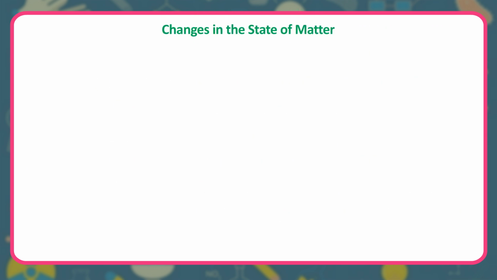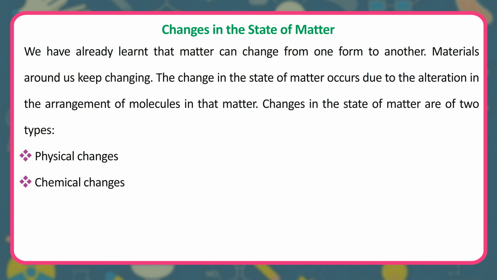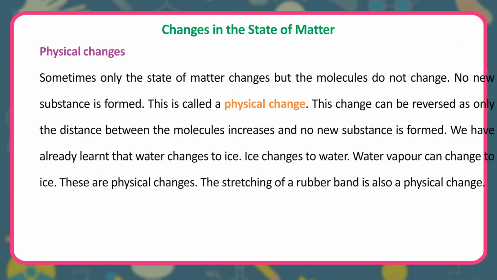Changes in the state of matter. We have already learned that matter can change from one form to another. Materials around us keep changing. The change in the state of matter occurs due to the alteration in the arrangement of molecules in that matter. Changes in the state of matter are of two types: physical changes and chemical changes.